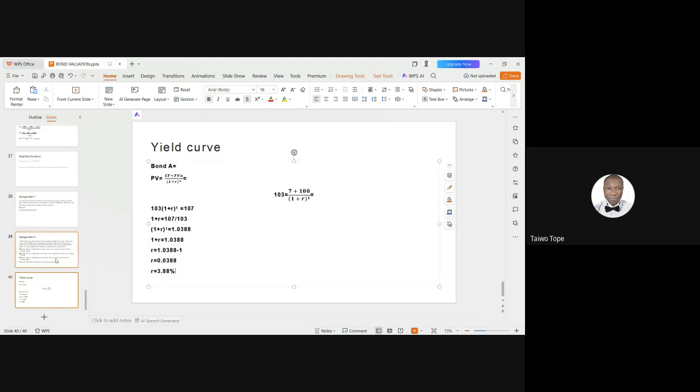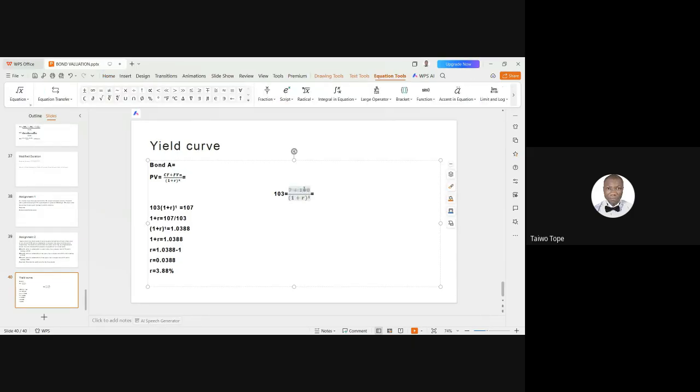Now, for bond B, take note, the question says they have the same risk. So for bond B, in year 1, your R will be this value, 3.88. But you don't know the R for year 2. So you will have this for your year 1, but it will be 106, and the R here will be this value. Then you do plus year 2: 106 divided by 1 plus R to the power of 2. But you don't know the R in year 2, so you solve for R in year 2 in that order.